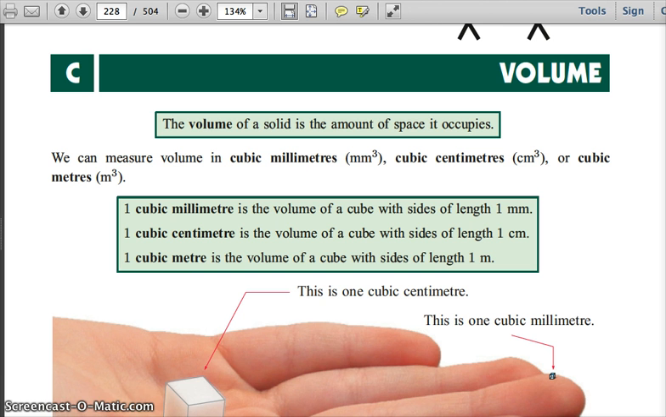Yeah? Okay. Now with volume, it's again of a three-dimensional shape, but it's the amount of space it occupies. So remember area was more two-dimensional shapes. It was just on a flat surface. Volume is how much a three-dimensional shape occupies.